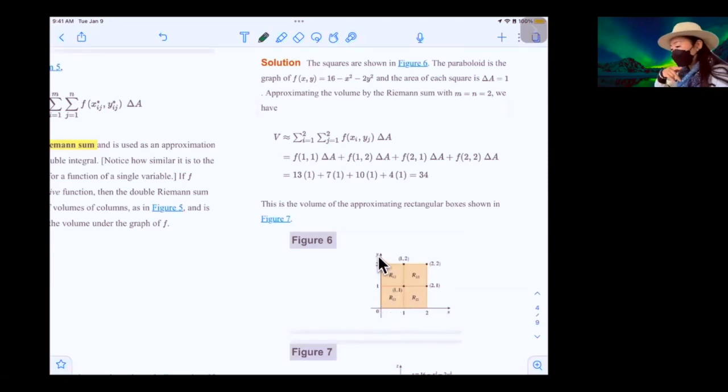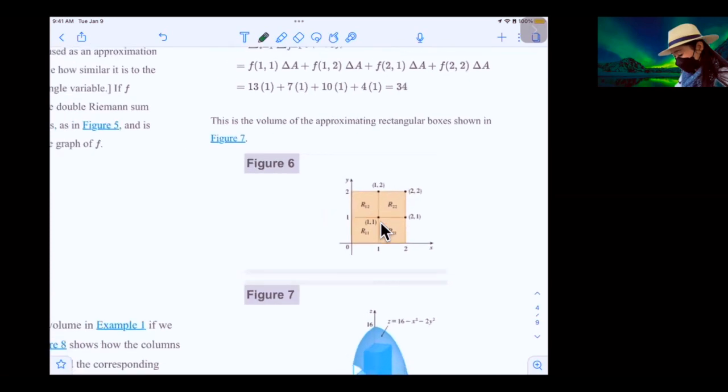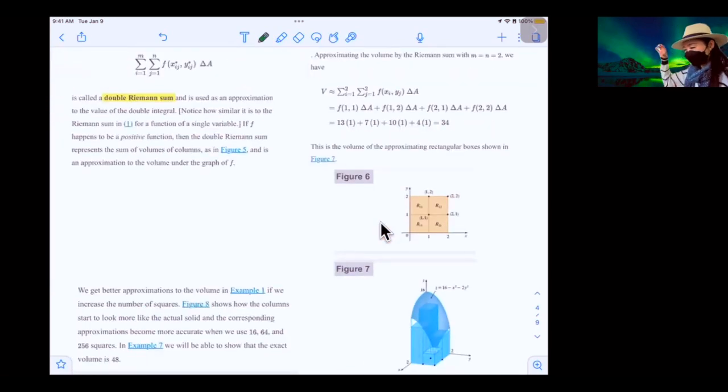And what are we going to do? We divide that into 4 sub-rectangles, each with equal width and height. In each sub-rectangle, you pick a point. This time we take the upper right corner. So the points will be (1,1), (1,2), (2,1), (2,2). And we use the function value at those points as the height of the rectangular boxes.